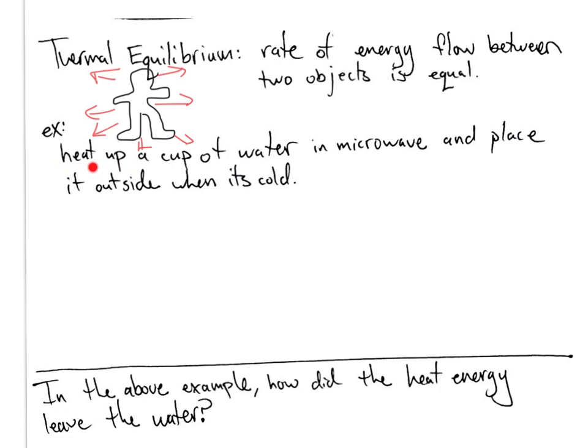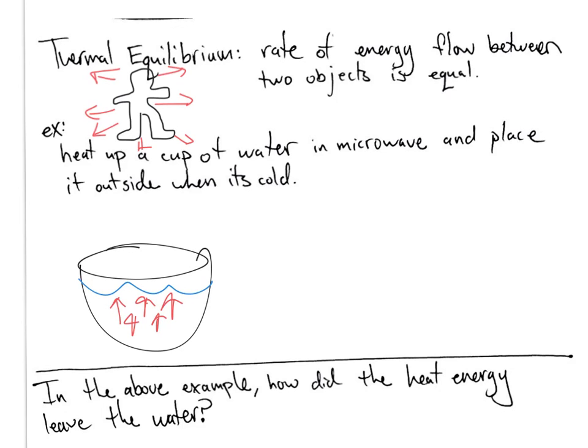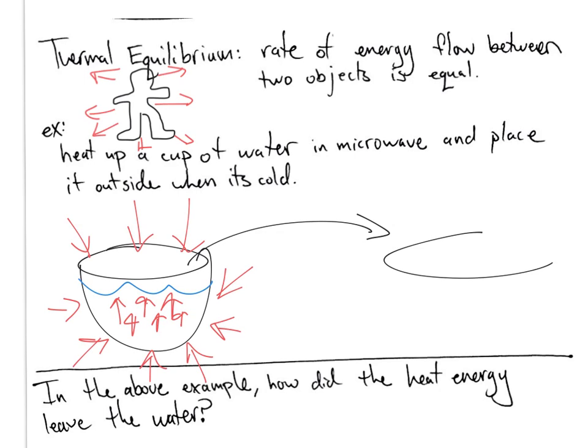So here's an example. You heat up a cup of water in the microwave and place it outside when it's cold. This is kind of just what we talked about. You've got a cup of water, and the microwave is going to increase the temperature, which I'm going to represent just like that. A microwave is a different procedure, but it's like heat going into it. And then if we were to take that and put it outside, where it's nice and cold, the heat would flow out of the cup of water.